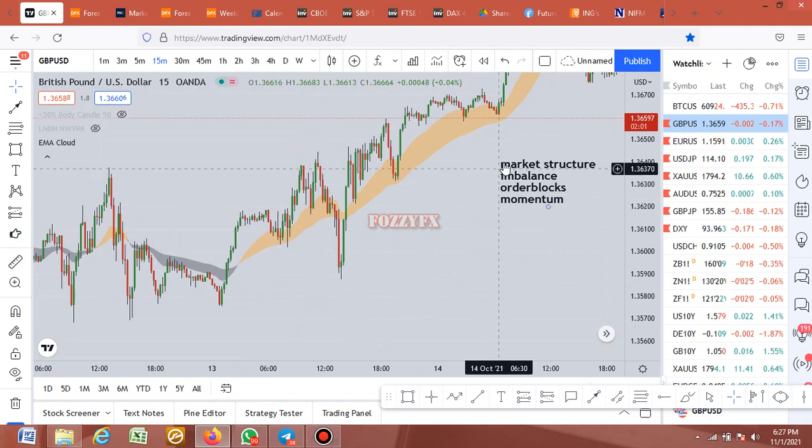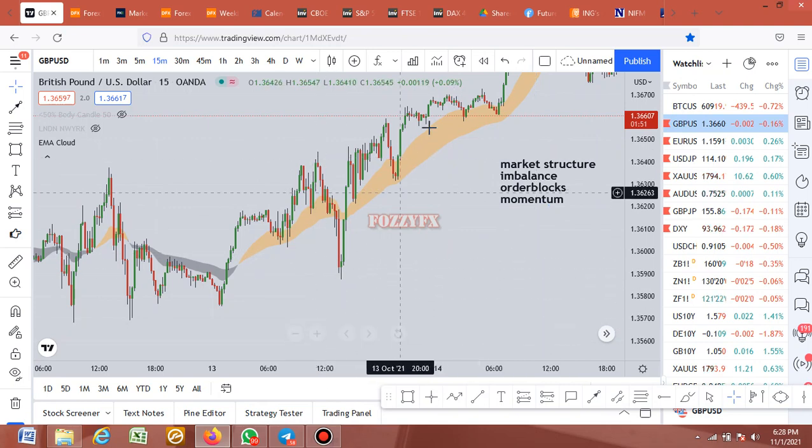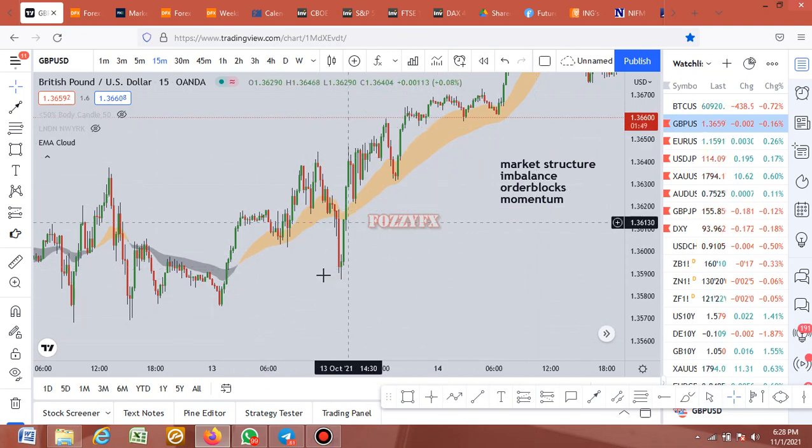So basically, I'm just going to show you how I use this strategy to know which order block. We're going to be looking at momentum, order blocks, imbalance, and market structure. These are the four main things that I use in this strategy.